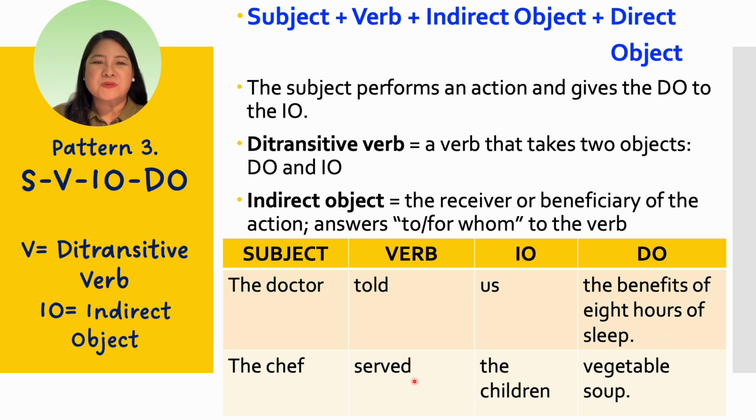Okay? Another sentence. The chef served the children vegetable soup. So what was served? The vegetable soup. To whom or for whom? The children. So that's easy, guys. Okay? You can jump from the verb to the DO, then to the IO. But certainly the structure or the order is SV IO DO.